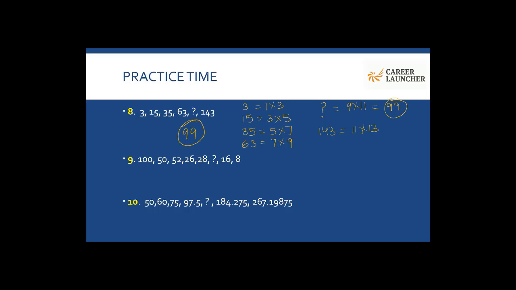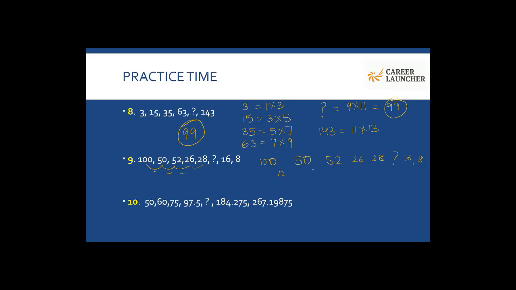Question number 9 here. So here I can see there is a huge dip here. Straight off from 100 we have gone to 50. There is a decrease here, then there is an increase here, then there is a decrease, then increase. So this might be a combination series. So if we see closely, between 100 and 50, one relationship is that we are subtracting 50. Other relationship is we are dividing 100 by 2. So 100 divided by 2 we get 50.